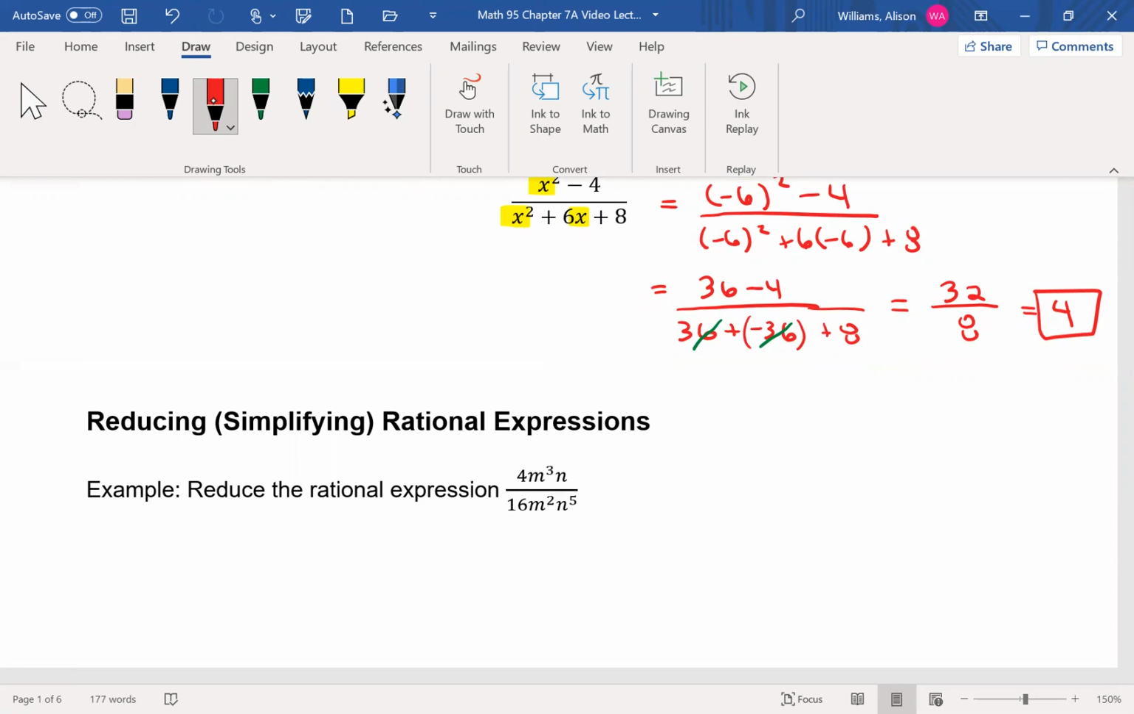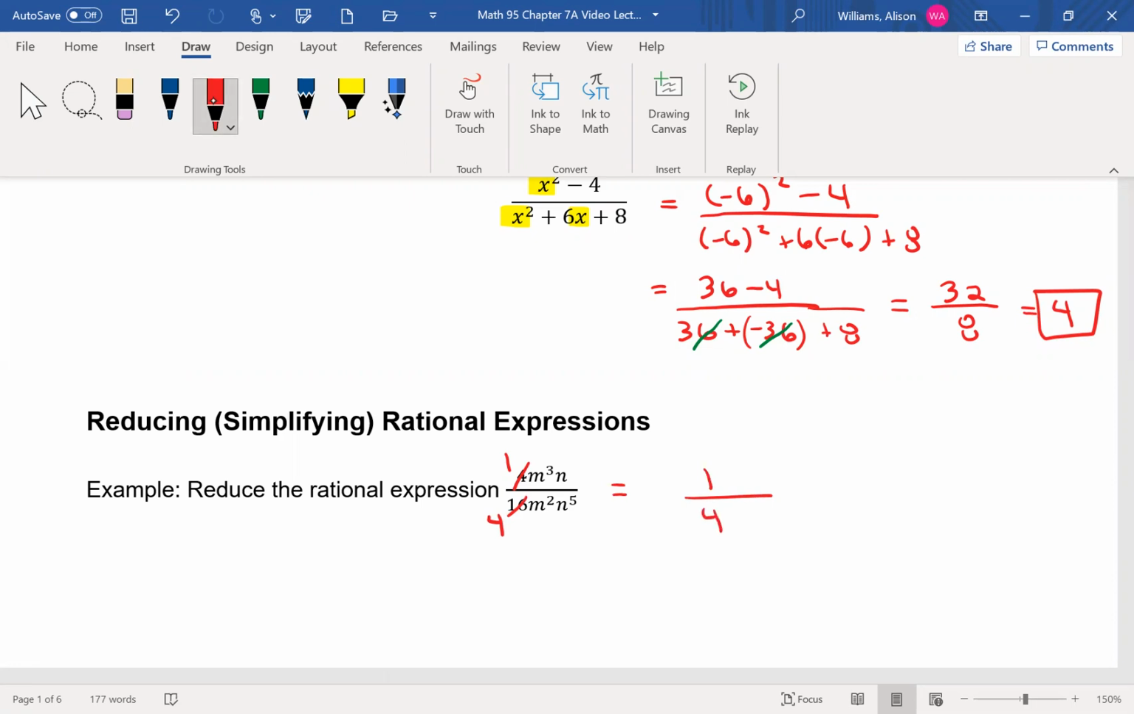So I'm going to start with the m's and then look at the n's. All right. So let's start with the numbers. Most of us are pretty comfortable with reducing the 4 over 16. So we're dividing 4 into both of those terms. 4 goes into both 4 and 16, which means this is going to reduce to 1 over 4. All right. So I already know I've got 1/4.